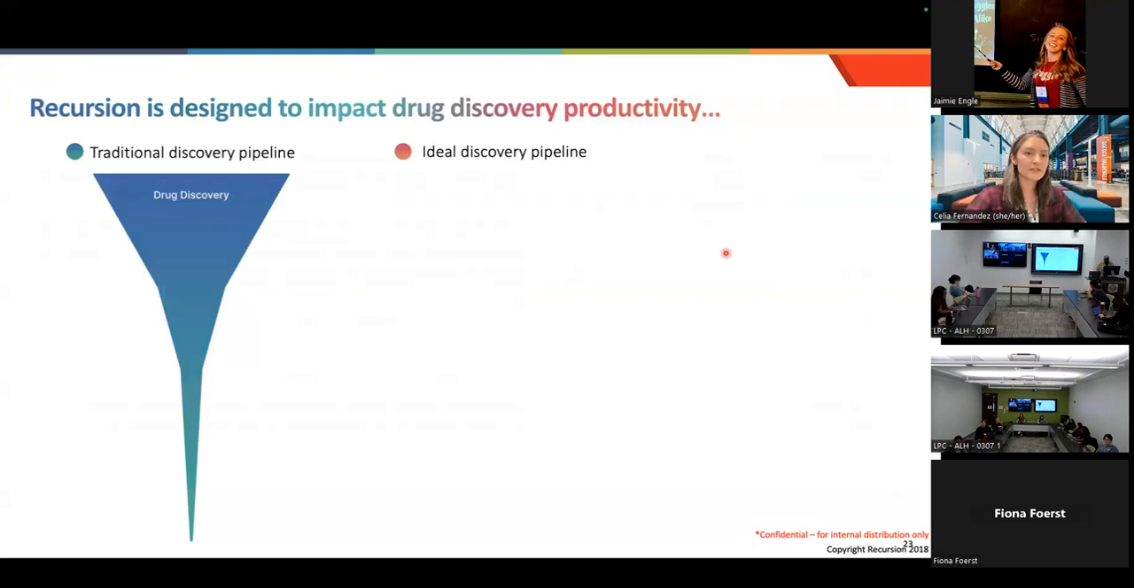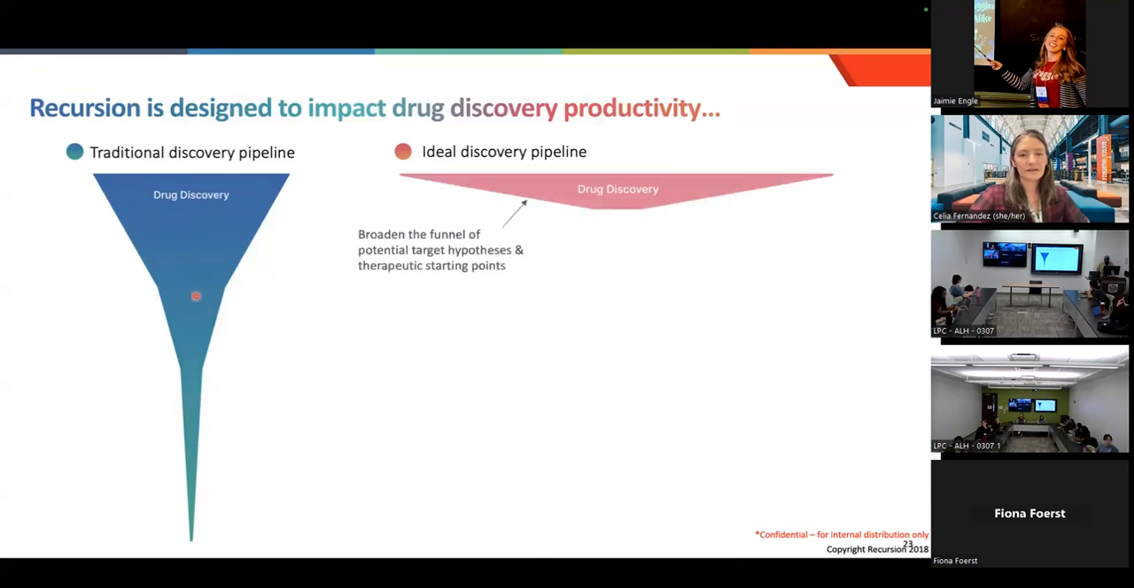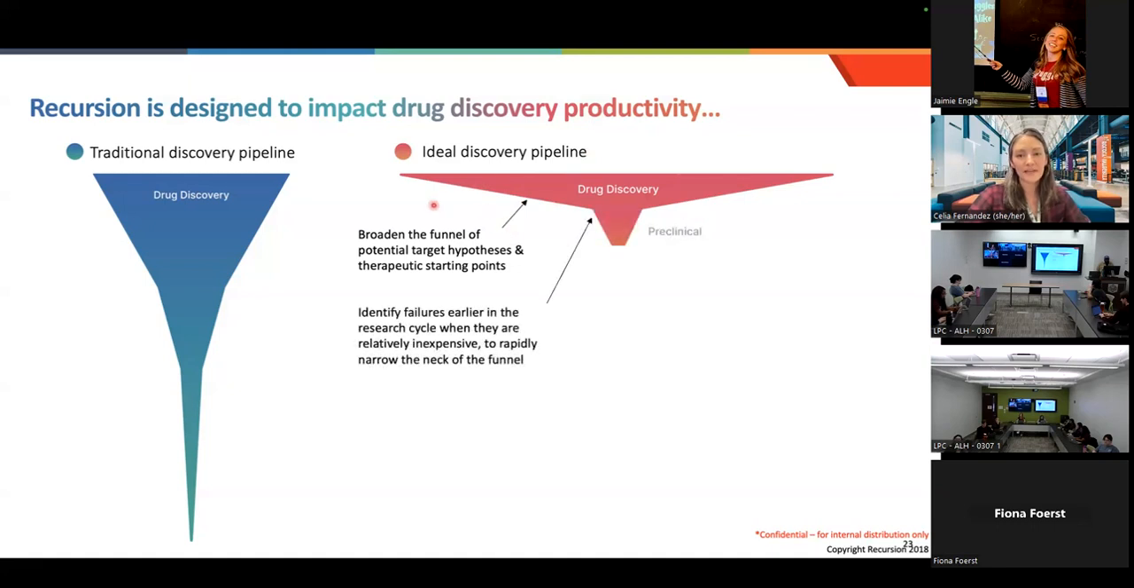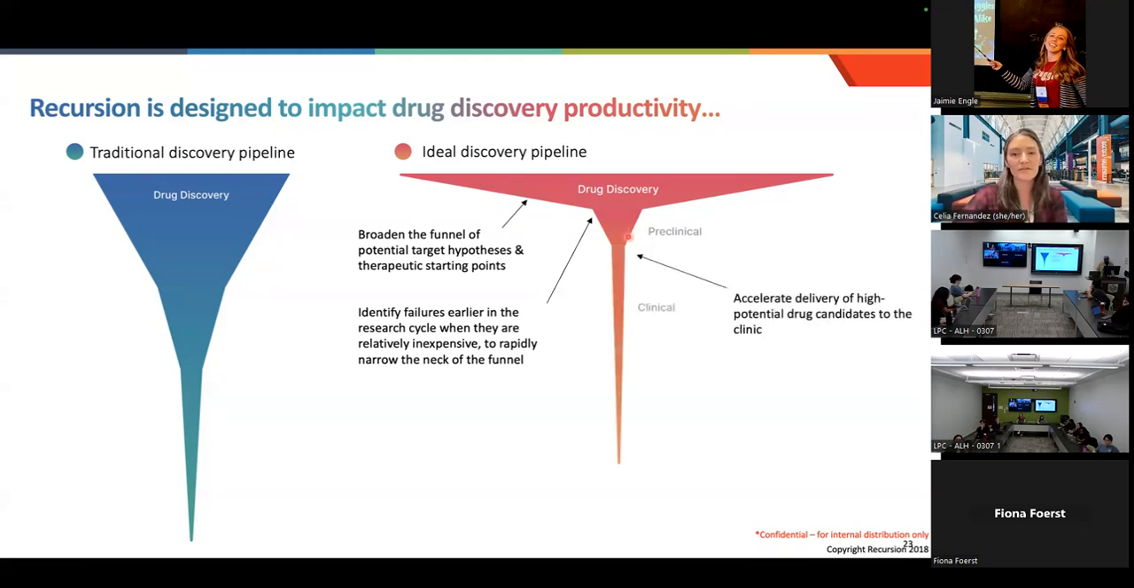We're trying to shrink this traditional drug discovery pipeline over at these later parts by expanding this first part as much as possible, right? So we want to fail quick. We want to fail early. We want to fail a lot of compounds sooner rather than later. And so we're hoping that that will get us better compounds earlier on through that preclinical development phase and through the clinical phase.